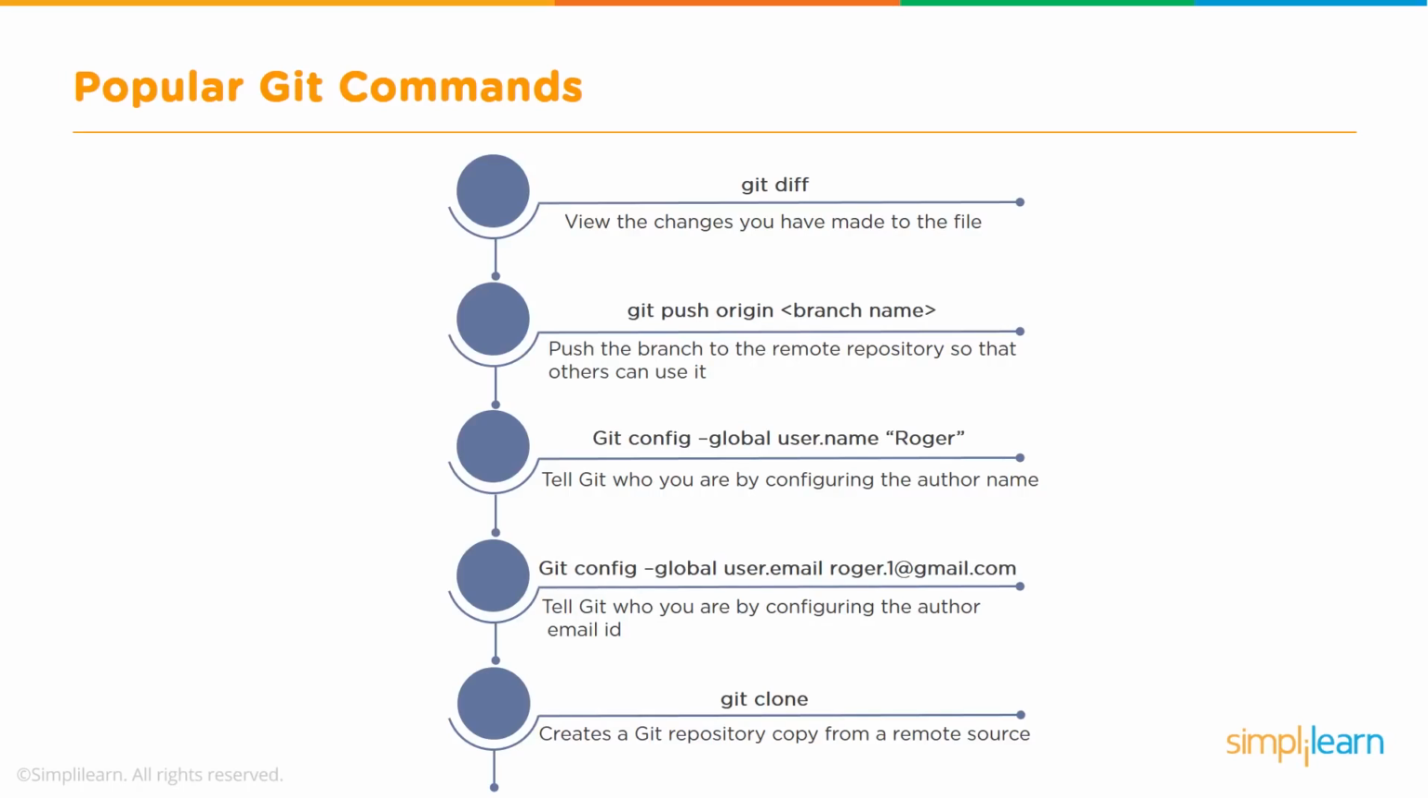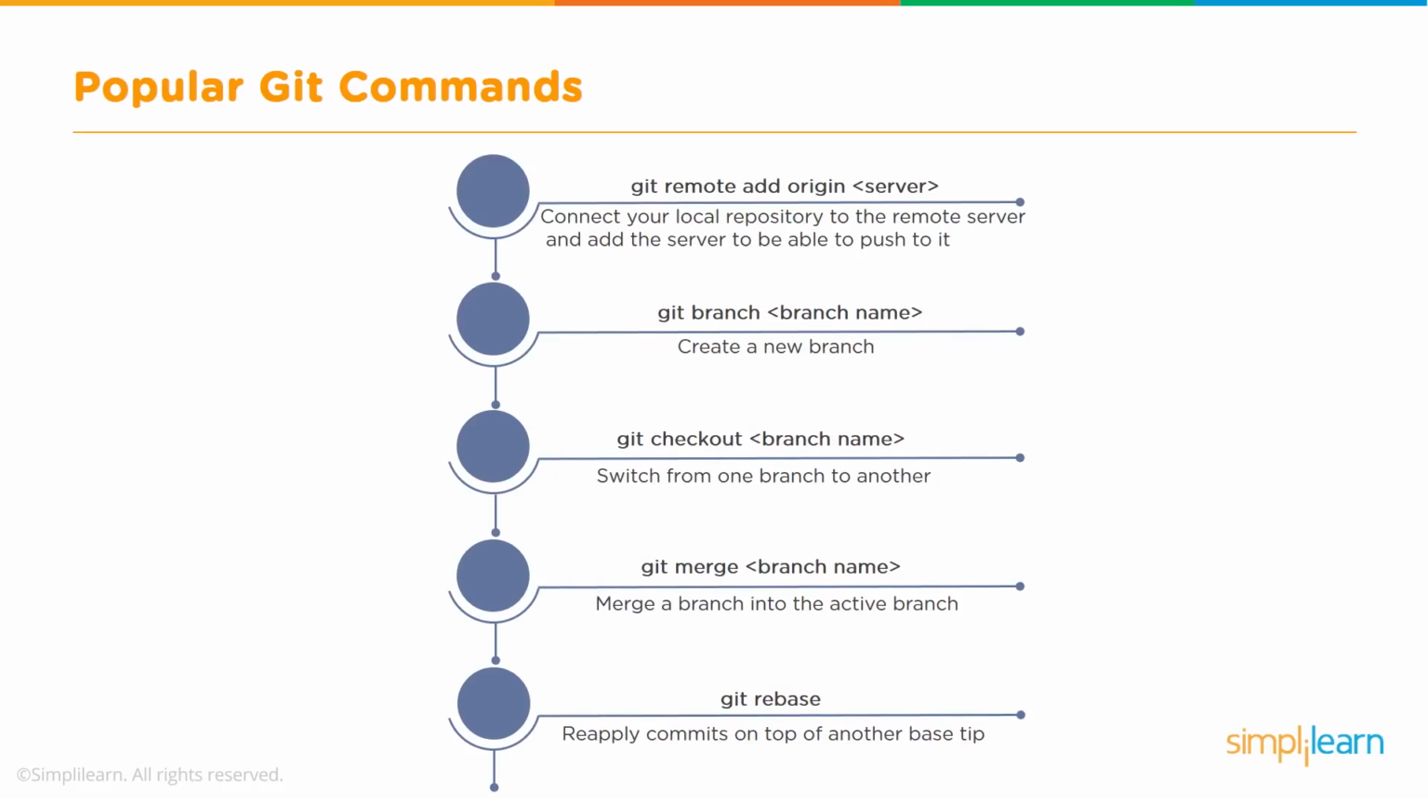Git clone creates a Git repository copy from a remote source. Git remote add origin server connects the local repository to the remote server and adds the server to be able to push to it. Git branch and then the branch name will create a new branch for you to create a new feature that you may be working on.